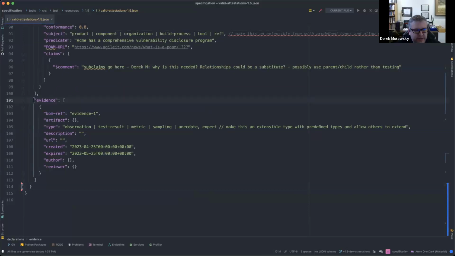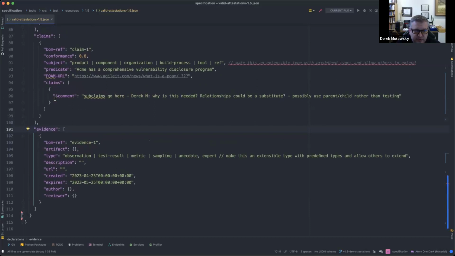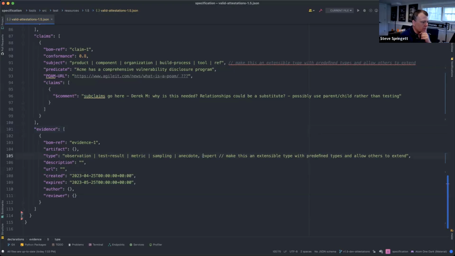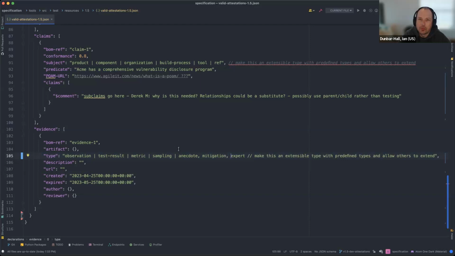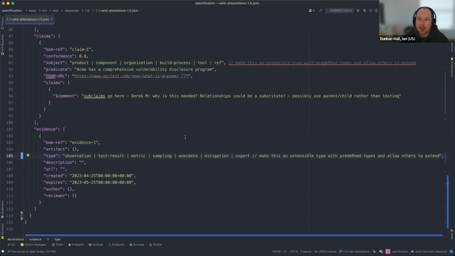Okay. So in this format, if we wanted to talk about a piece of evidence being a mitigation strategy or a mitigation, then at line 105, we would just add mitigation in there. We would add mitigation where? Line 105, the type field. I like that a lot because it's going to be machine readable. It's easy to find that this is a mitigation claim or mitigation evidence. I can find all those. I can track them down.